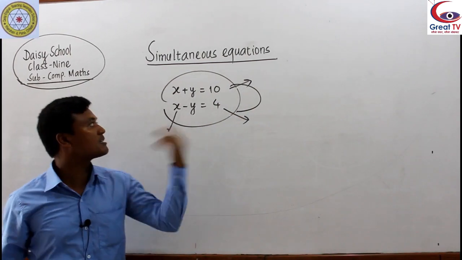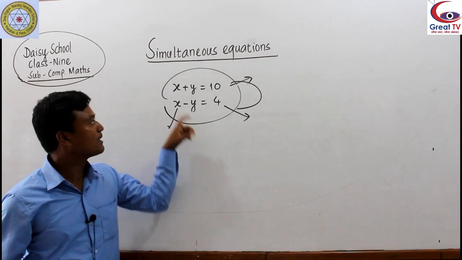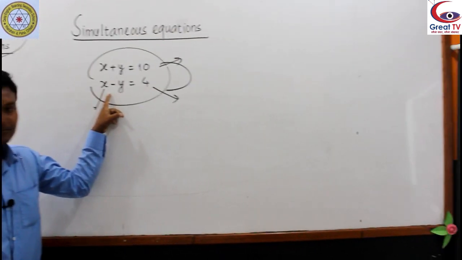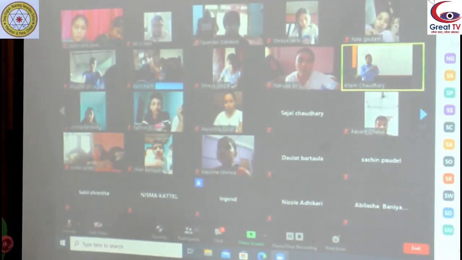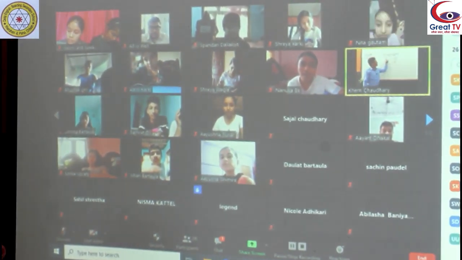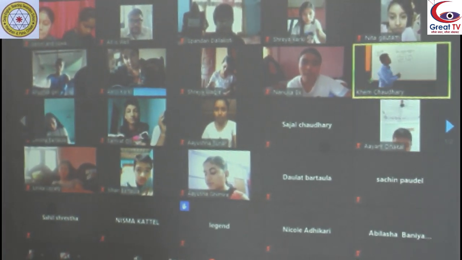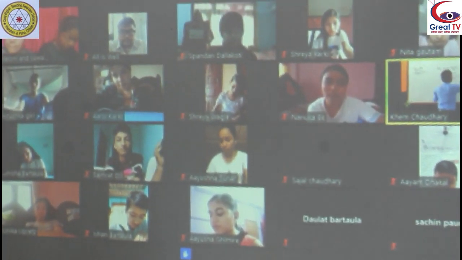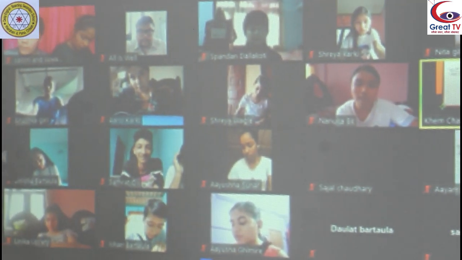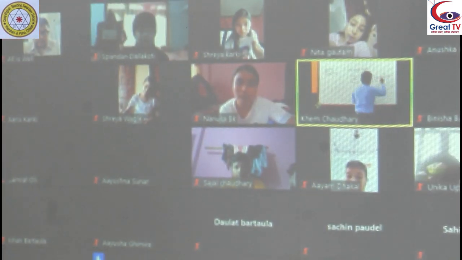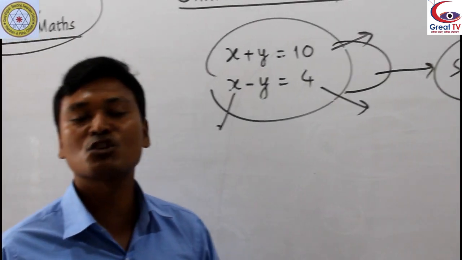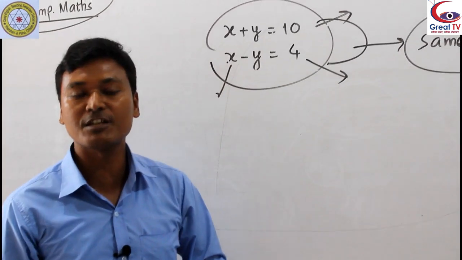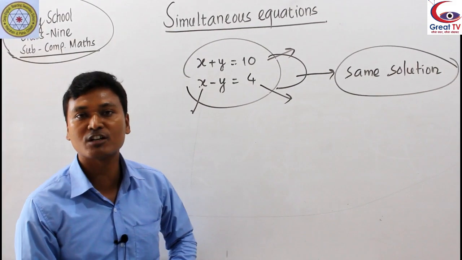Now let us define what simultaneous equations are. Two linear equations having two variables. I repeat, two linear equations in two variables. If they have the same solution, they are simultaneous. You can also say simultaneous linear equations.